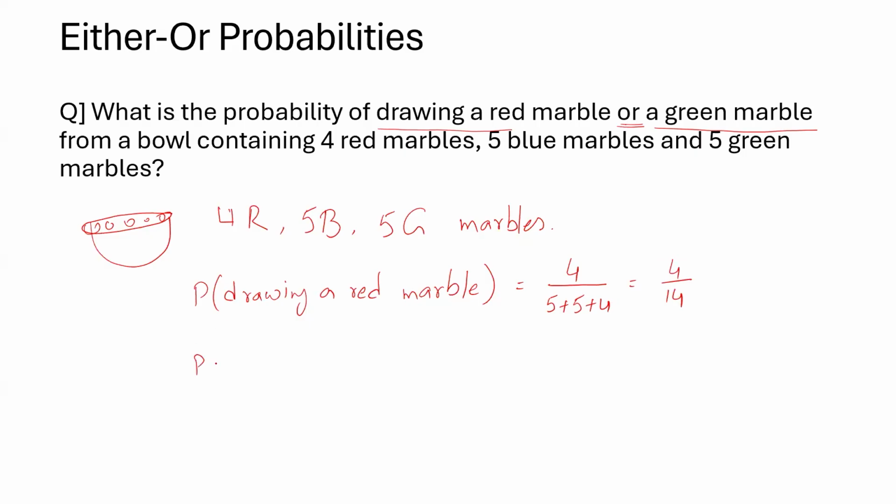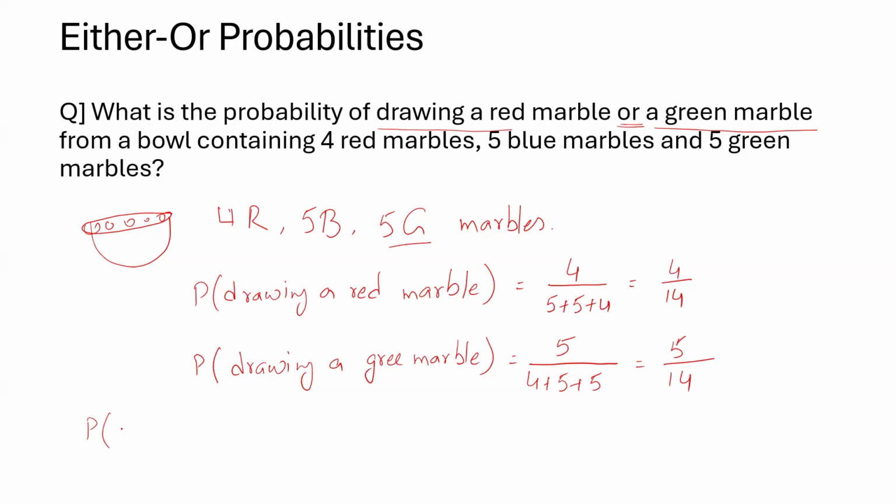Now next you have to calculate the probability of drawing a green marble. How many green marbles are there? You have 5 green marbles. So 5. How many total marbles do you have? 4 plus 5 plus 5, that means 14. So 5 upon 14. So what is the probability of drawing a red or a green marble?